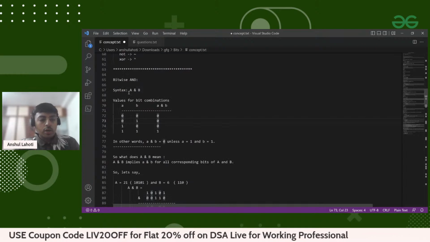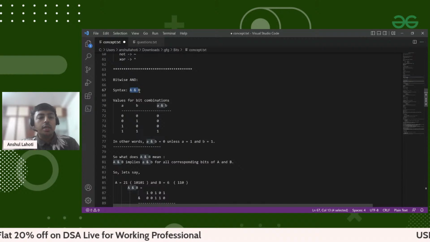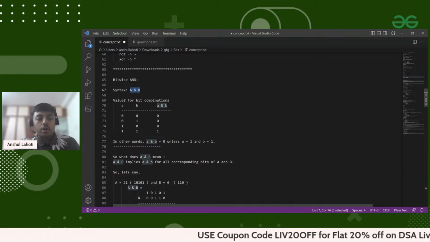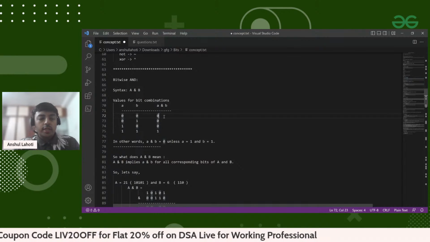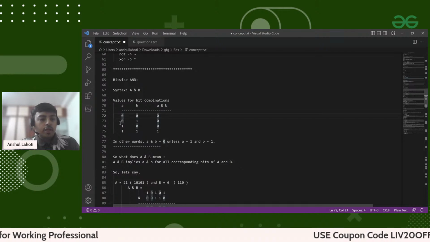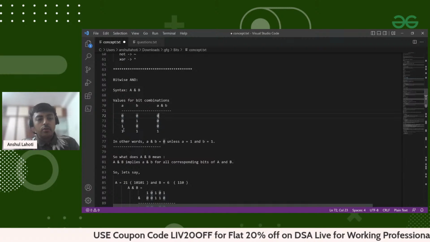So yeah, taking the AND of two things, A and B. First we will check what the bit combinations are. If you take the AND of 0 and 0, you will get 0. If you take the AND of 0 and 1, you will get 0. The same if you take the AND of 1 and 0, you will get 0. And if you take the AND of 1 and 1, then you only get 1.